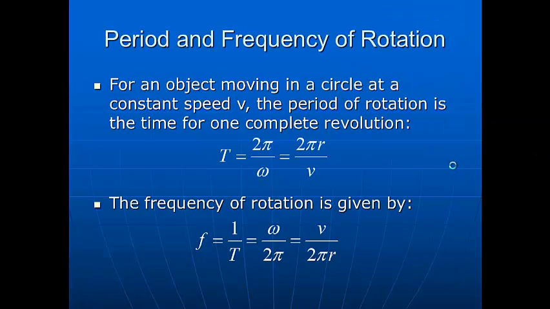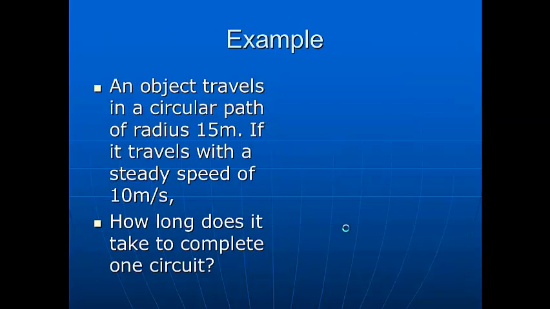Just to go over the period and frequency of rotation: the period is the time for one complete revolution. If you use angular velocity, then it's just 2 pi over omega. We're using just linear velocity, so it's 2 pi r over v. And the frequency is just the inverse of that, so v over 2 pi r. These are important things to remember because you can use them in other equations.